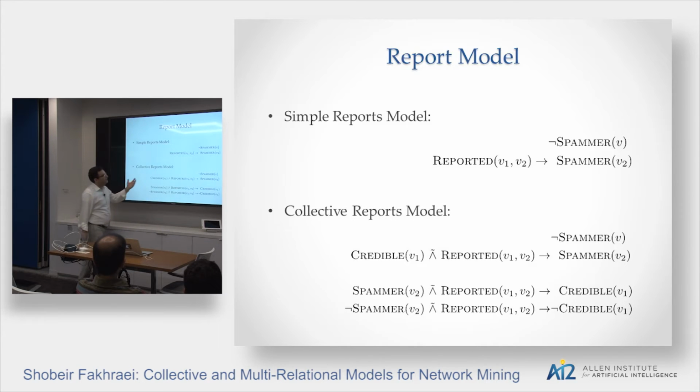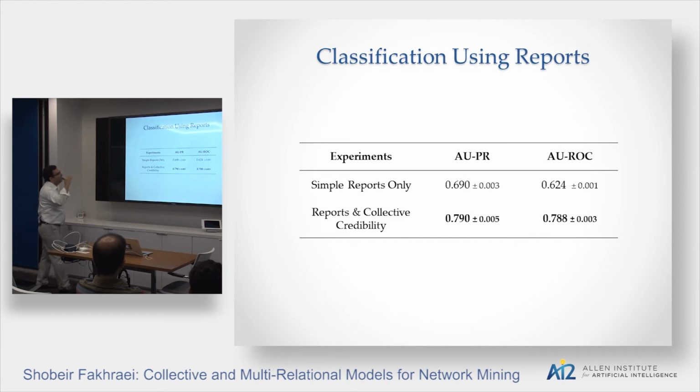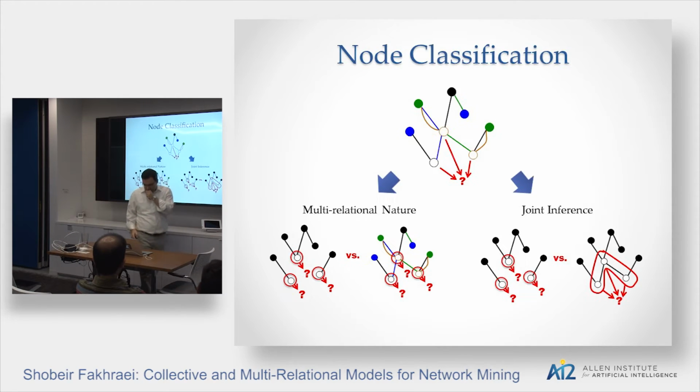The collective model that we described added the credibility here, and it says, okay, if user 1 is credible and user 1 reported user 2, then user 2 is a spammer. It also gets feedback. If user 2 was a spammer and user 1 reported it, then user 1 was credible. And if user 2 was not a spammer, and if user 1 reported user 2, then user 1 is not credible. So you can see that making this joint inference of credibility and spam actually gives us a gain in performance for finding the spammers.